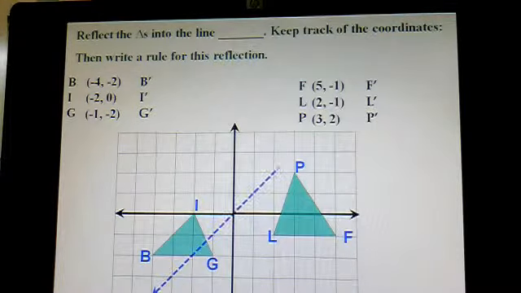Now we're going to do something a little trickier here. I'll figure it out. I'm going to use all the power of my brain.